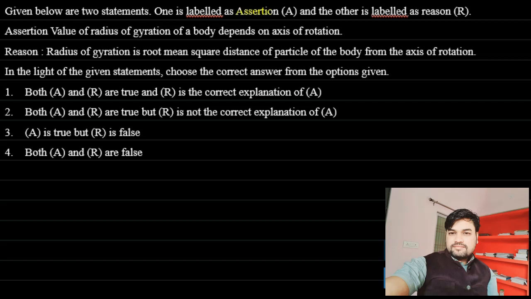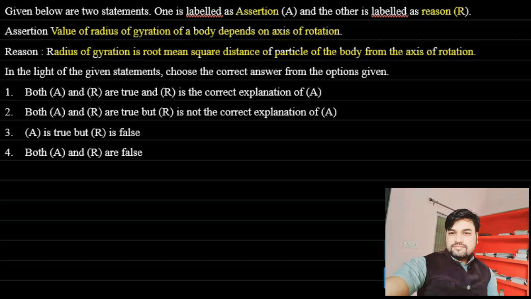This is an assertion and reason based question. There is an assertion and a reason. So what is the assertion? Given that the value of radius of gyration of a body depends on the axis of rotation, and the reason is radius of gyration is root mean square distance of particle of the body from the axis of rotation. So there are four options for this, so we have to choose what is the correct answer.